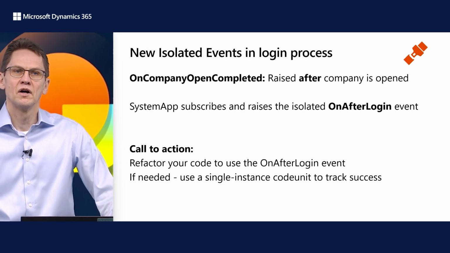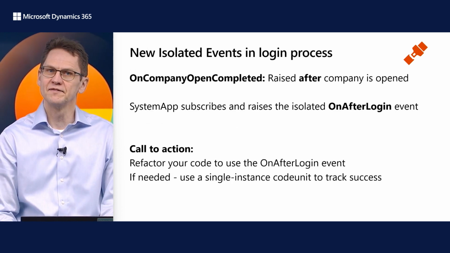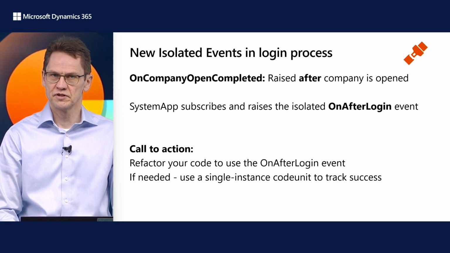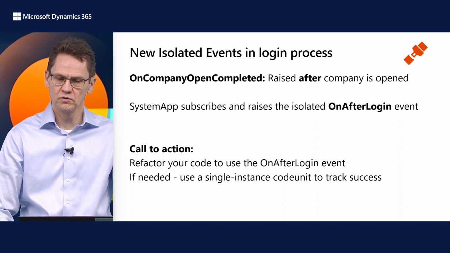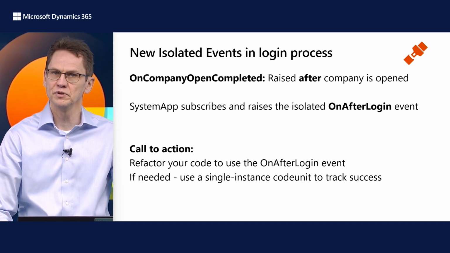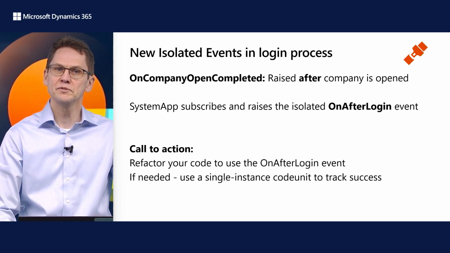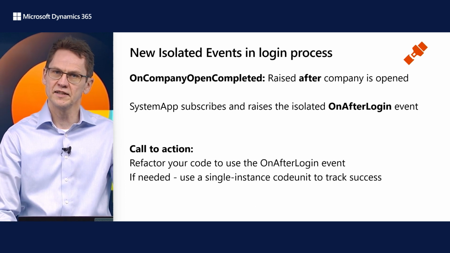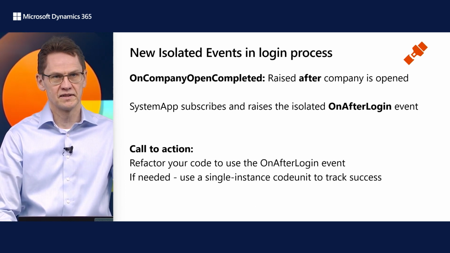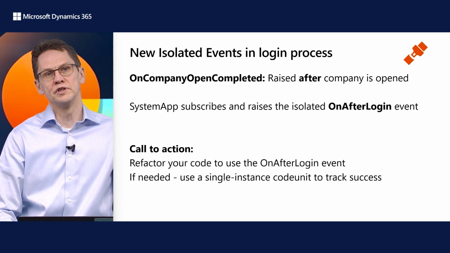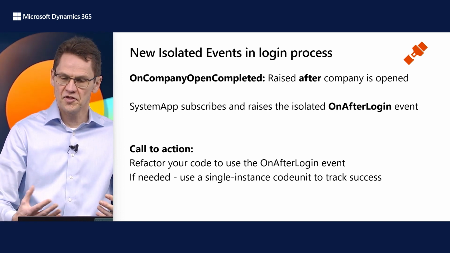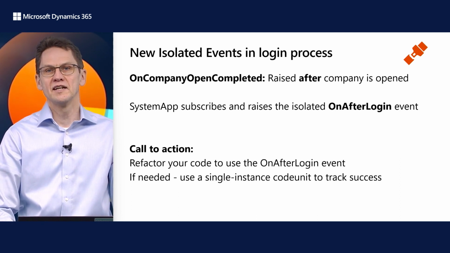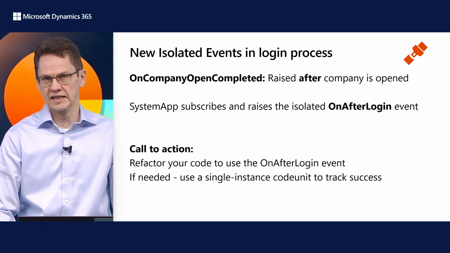An example of where we have used an isolated event is in the login process. We have added a new platform event, OnCompanyOpenCompleted, which is raised after the company is opened. The system app subscribes to this and then raises the isolated OnAfterLogin event. Now what you should do is refactor your code to use the OnAfterLogin event. That way your code cannot keep users from logging in.